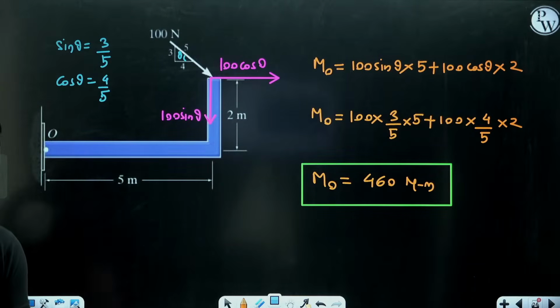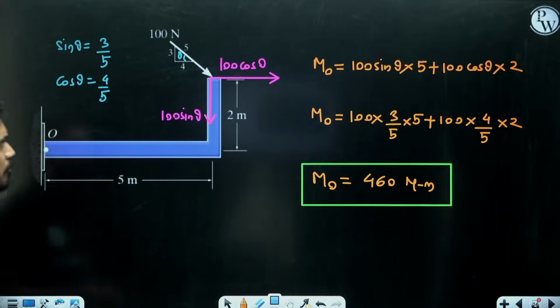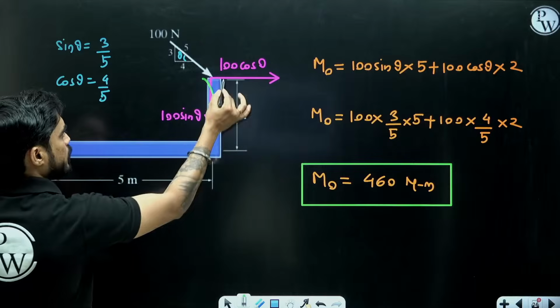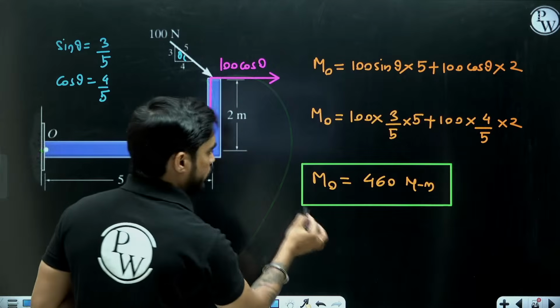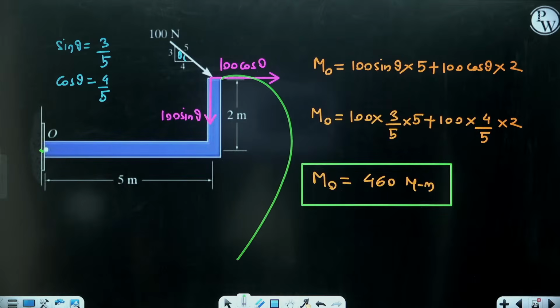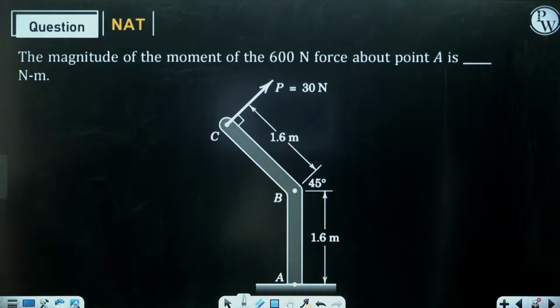They are only asking us about the magnitude, but if they ask us about the direction, then it is clockwise. This moment is also clockwise, this moment is also clockwise. So this is a clockwise moment, right? Chalo. Now let's solve this one.